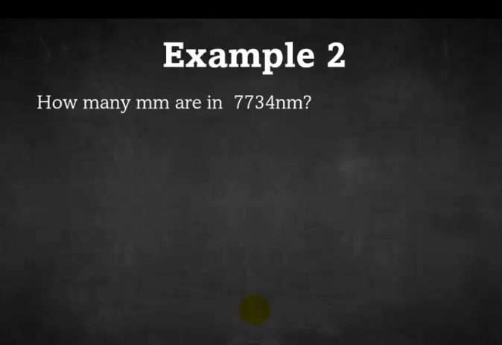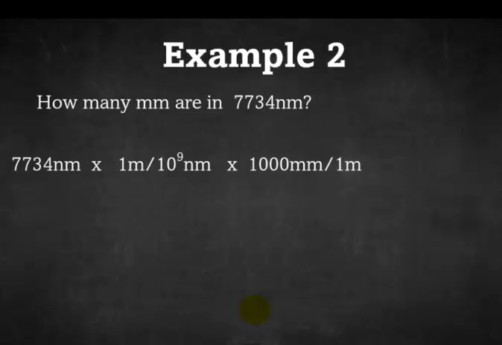Okay, example 2, how many millimeters are there in 7,734 nanometers? Now this is a little bit trickier because you say, well, I don't know how many millimeters there are in a nanometer. You didn't say we had to know that. And you don't. All you need to know is how many millimeters are in a meter and how many nanometers in a meter. And you should know that. And so this is what we call a two-step problem.